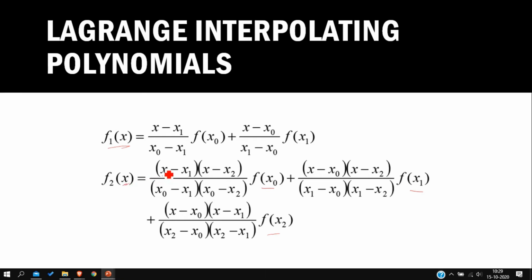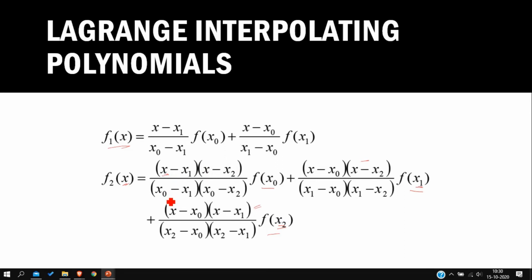Then x1 and x2 are subtracted from here, and you see this x0 is absent here. In the second term, x1 is absent in the numerator, so it is x minus x0 and x minus x2. If we come to the third term, then it is x minus x0 and x minus x1. So x2 is absent. Likewise, the numerator can be written easily: x minus x1, x minus x2, etc.